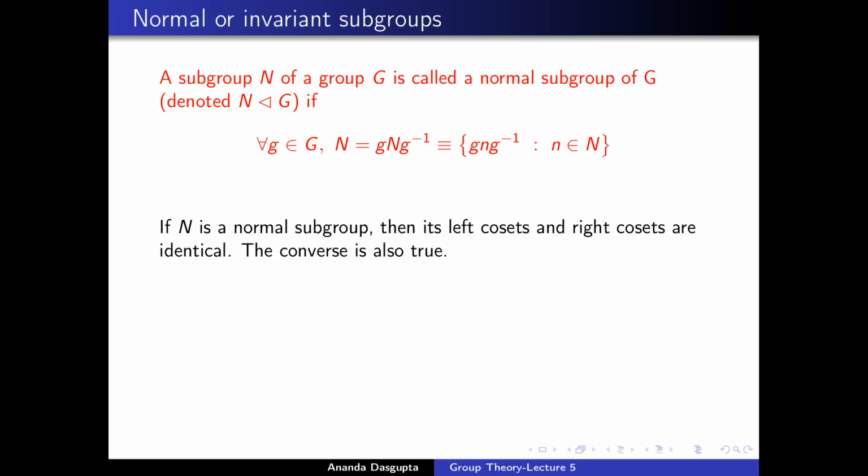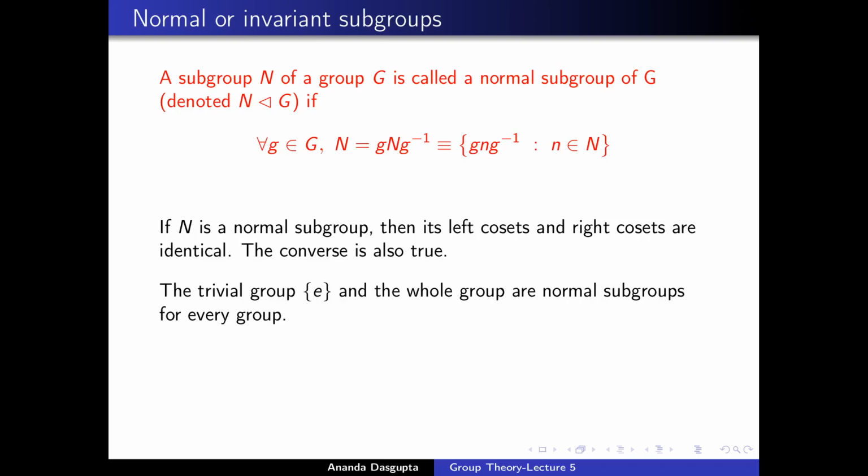Now, no matter what your group is, the group will always have two normal subgroups by default. One of them is the trivial subgroup, which is the identity alone. It's easy to see that if you take any small g and use that on the subgroup with E alone, you're going to get a single element group which has the element small g E small g inverse, which of course is again the same subgroup back. So this trivial subgroup is definitely a normal subgroup of every group.